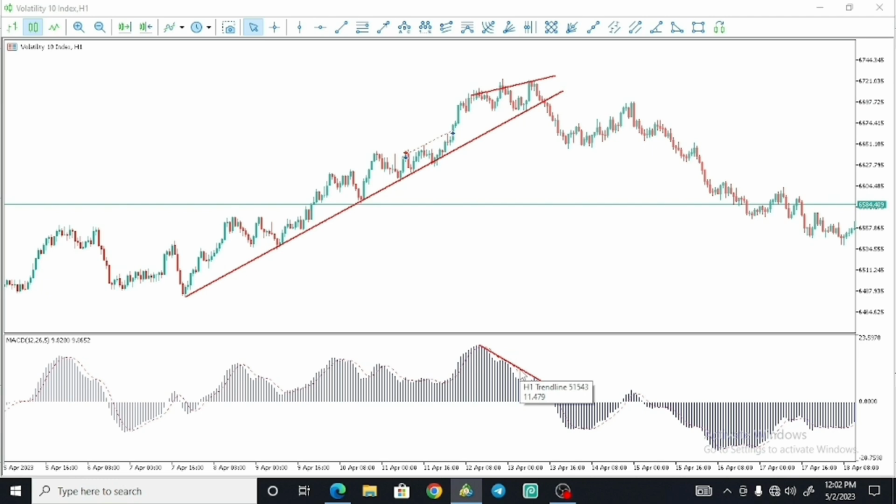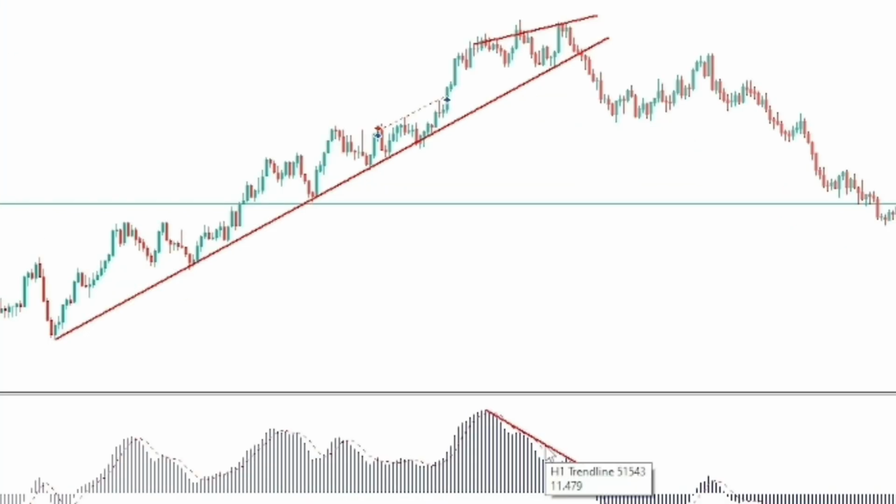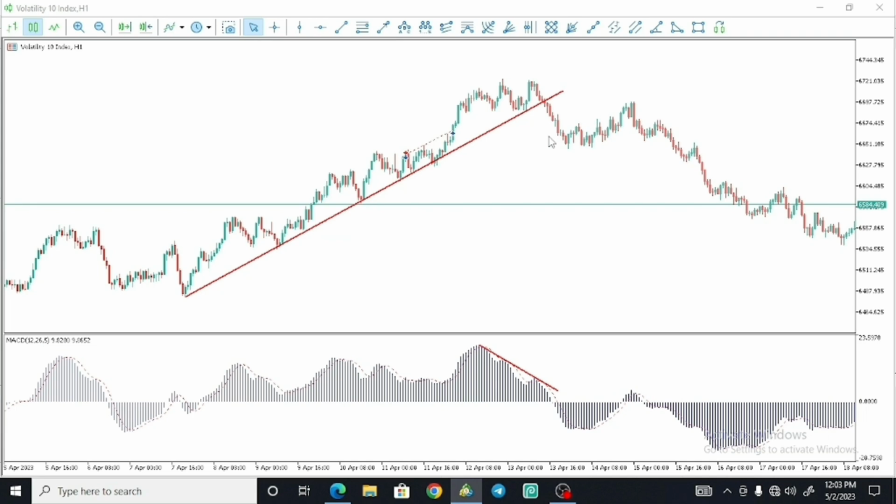Divergence is simply when the market is going in a different direction from your oscillator like the MACD. You can also use the RSI, but here I like to use the MACD. So the market is still going up, but the MACD is already showing you that the market is likely to drop. Once I see all this, my conditions are met.